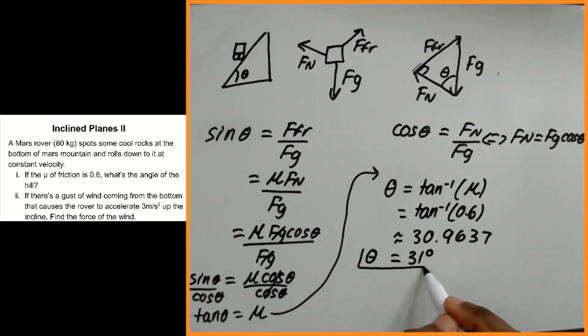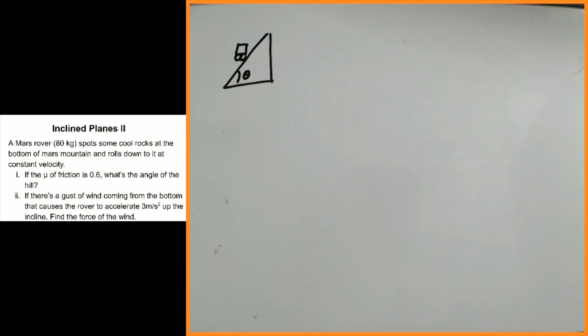So that is your final answer. So theta is equal to 31 degrees. So let's start to work on the second question.